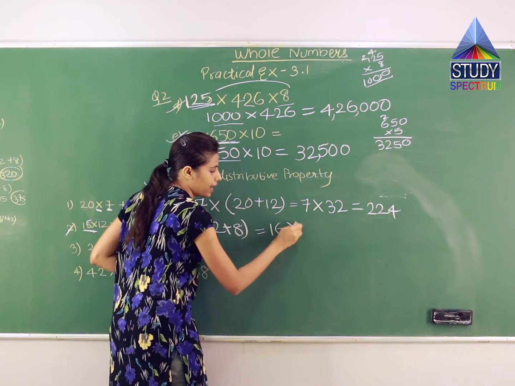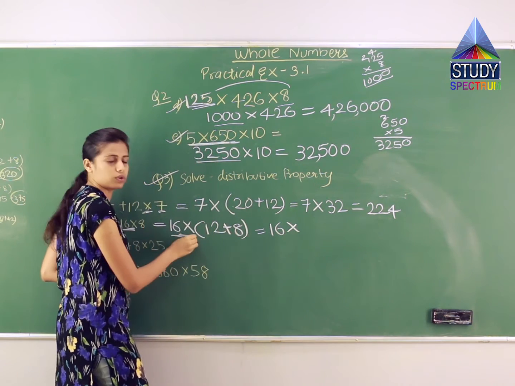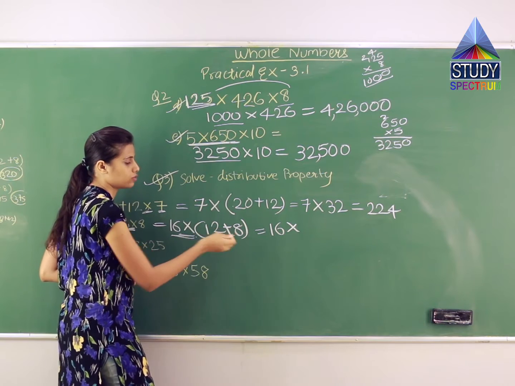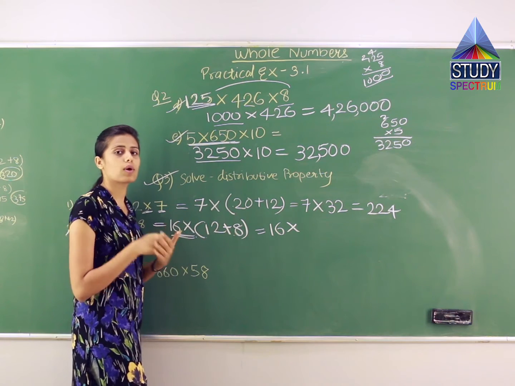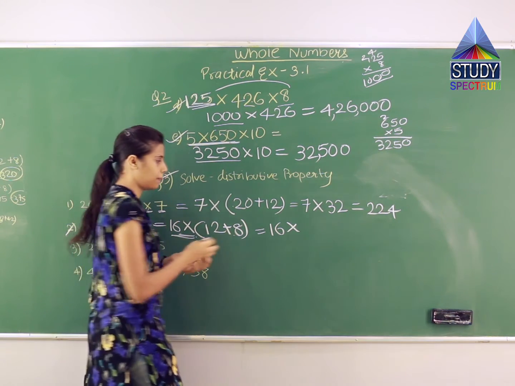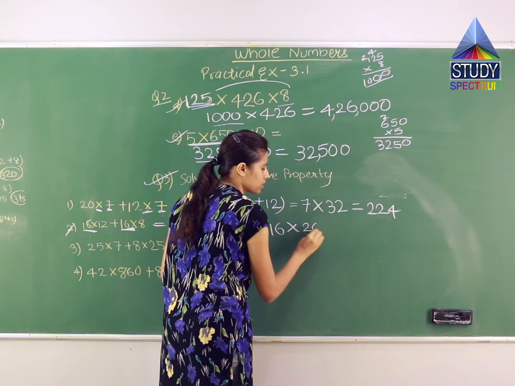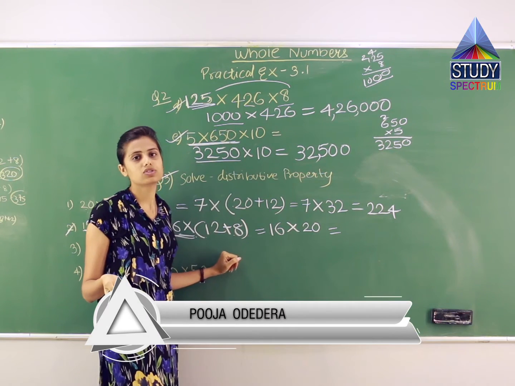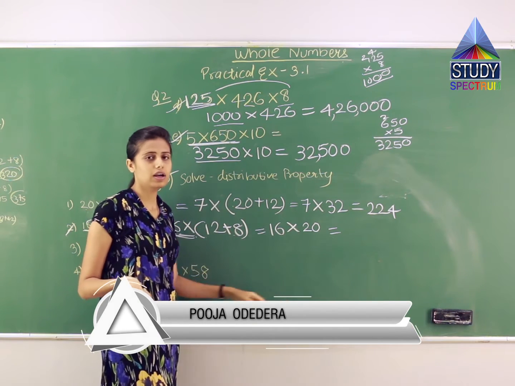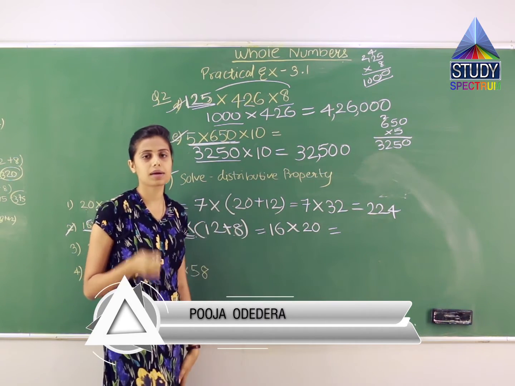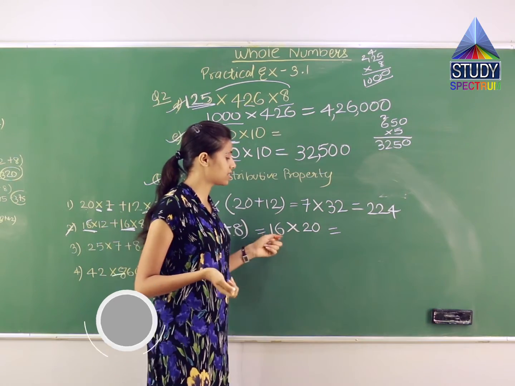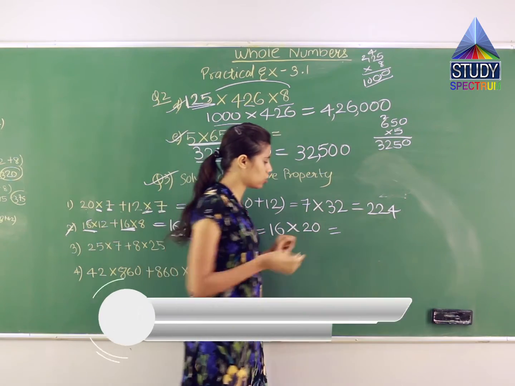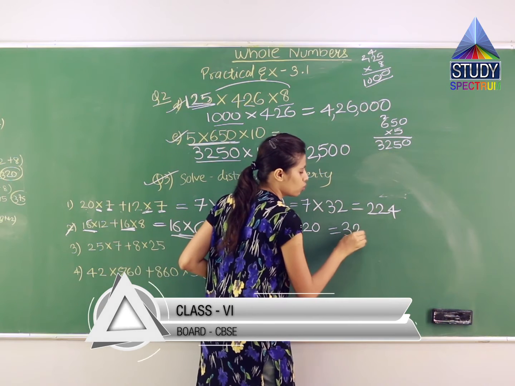16 multiplied by, as it is, I'm copying from here. Then I'll operate the bracket, which is 12 plus 8. So what is 12 plus 8? 12 plus 8 is 20. So 16 multiplied by 20. 16 twos are how much? It is a simple calculation, right? You can also multiply and find the answer, but orally it's very easy. 16 twos are 32 and this 0, so it will be 320.